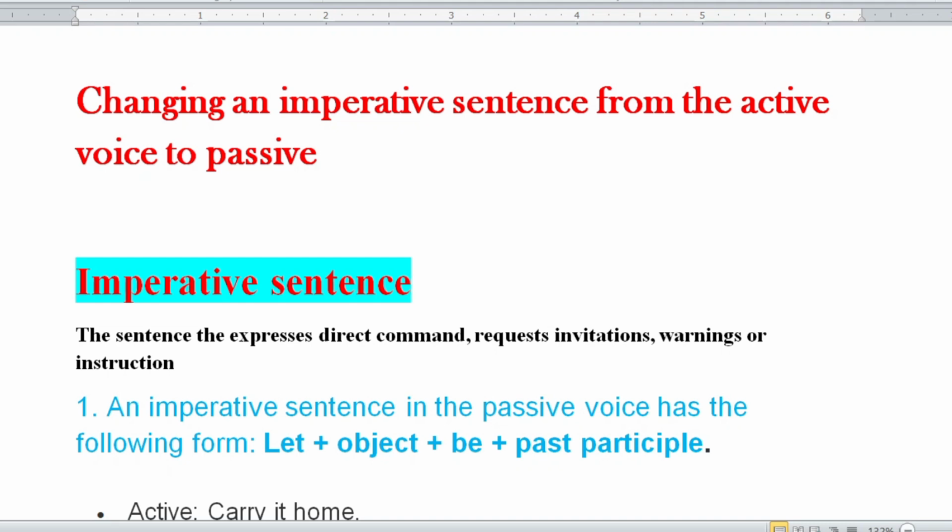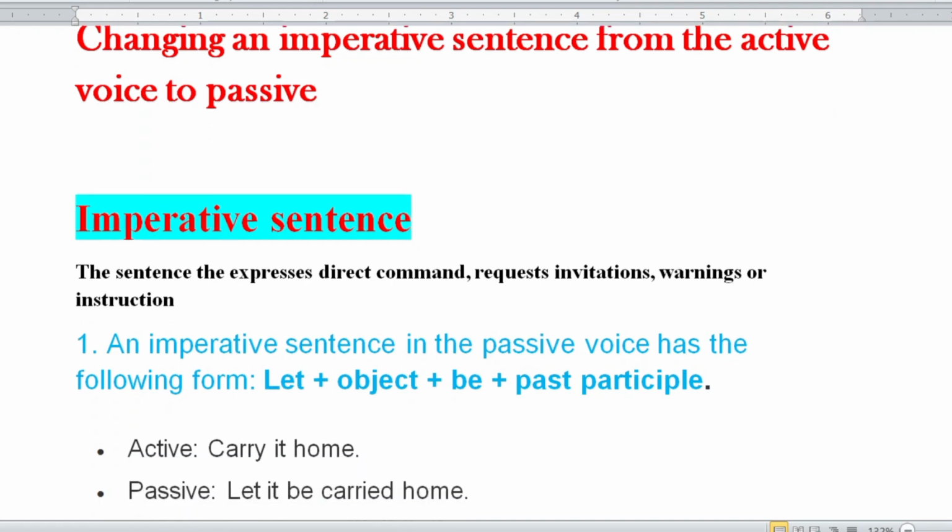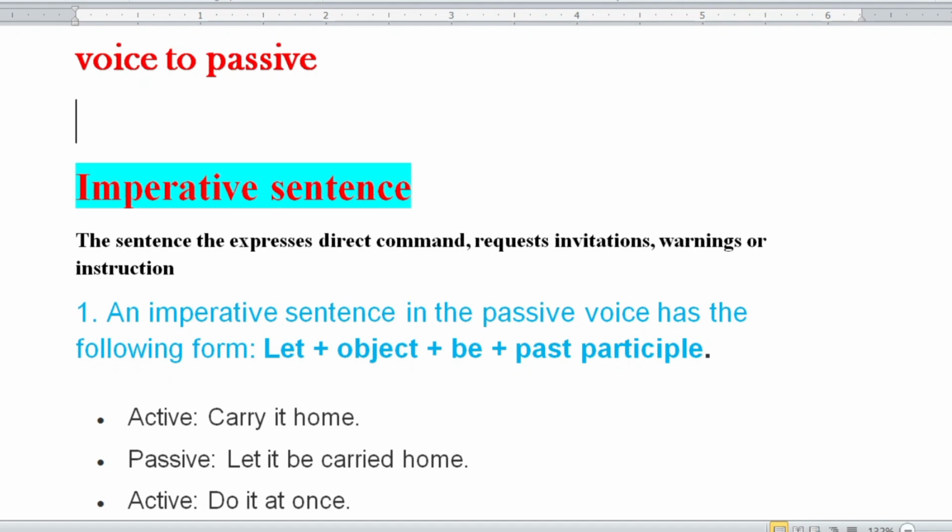So first of all, we'll try to know what an imperative sentence is. An imperative sentence is a sentence that expresses a direct command, request, invitation, warning, order, or we can say an instruction, etc. We use it to express our commands, requests, invitations, warnings, and instructions. There are some rules to change an imperative sentence from active to passive voice. Today we will discuss the rules one by one, as well as the examples.